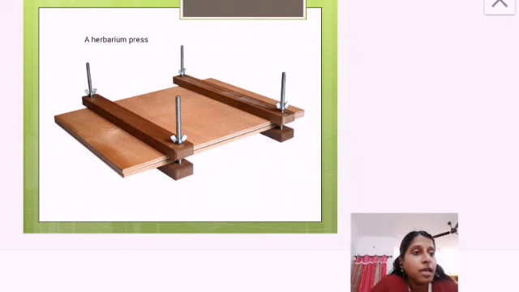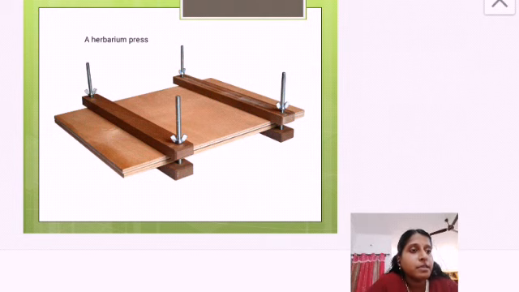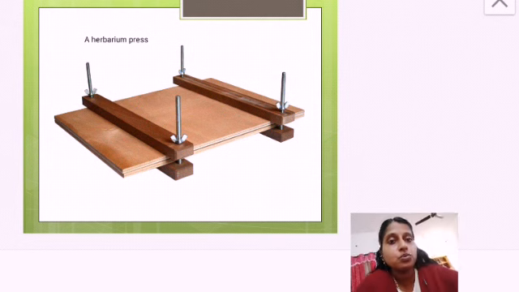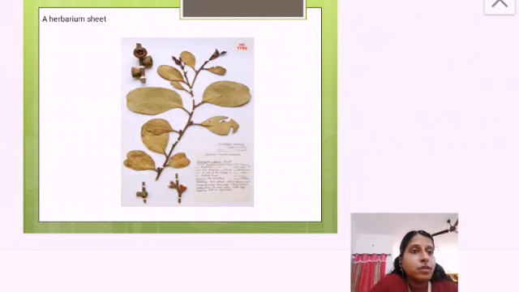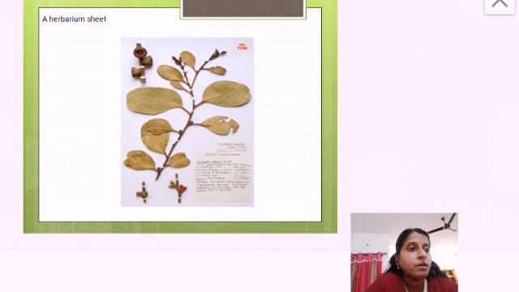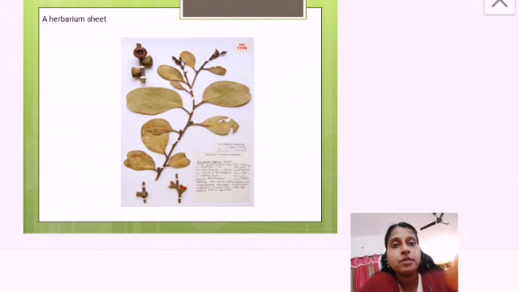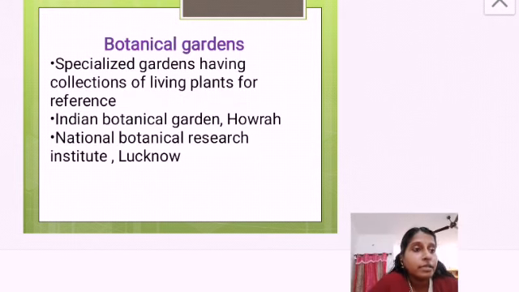And on a large scale, when they are working in a scientific manner, this is the herbarium press. They press the plant very tightly, dry it, and then use it. So this is an example of a herbarium. You can see the dried specimen has been kept. The next is what? Botanical garden. So what is a botanical garden?